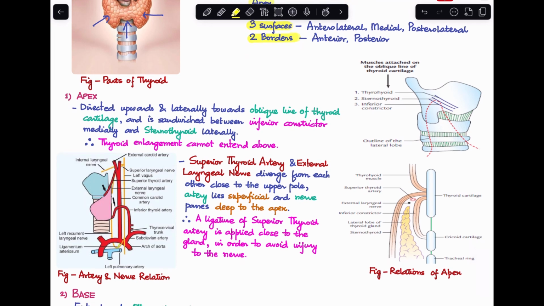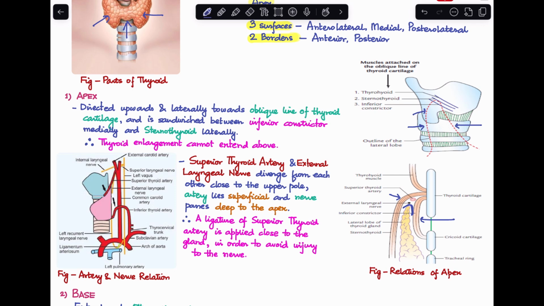The apex is directed upwards and laterally towards the oblique line of the thyroid cartilage. If you see in the image over here, you're able to see an outline of the lateral lobe. You can see how this is the apex, which is directed upwards and laterally, and it lies in between the inferior constrictor muscle medially and sternothyroid laterally. You can see in the second image over here, this is the inferior constrictor muscle and this is the sternothyroid muscle. You can see how the apex lies sandwiched in between these two muscles.